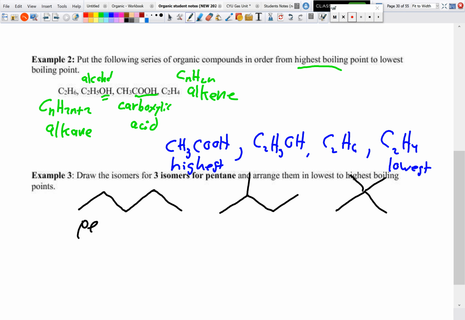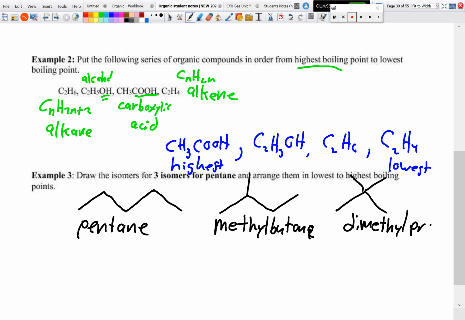Right, so we have pentane, methylbutane, and dimethylpropane. So these are the only isomers that we have for our pentane.